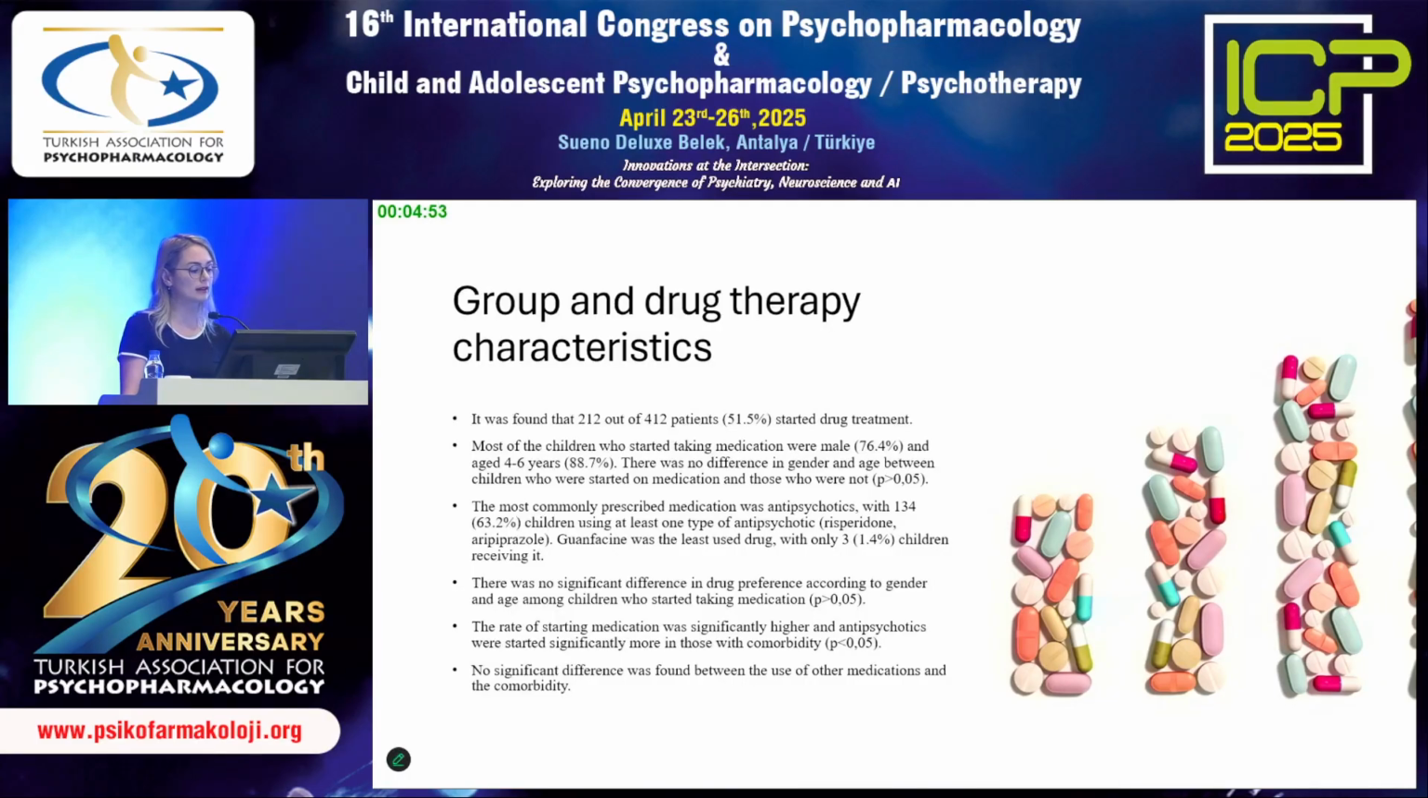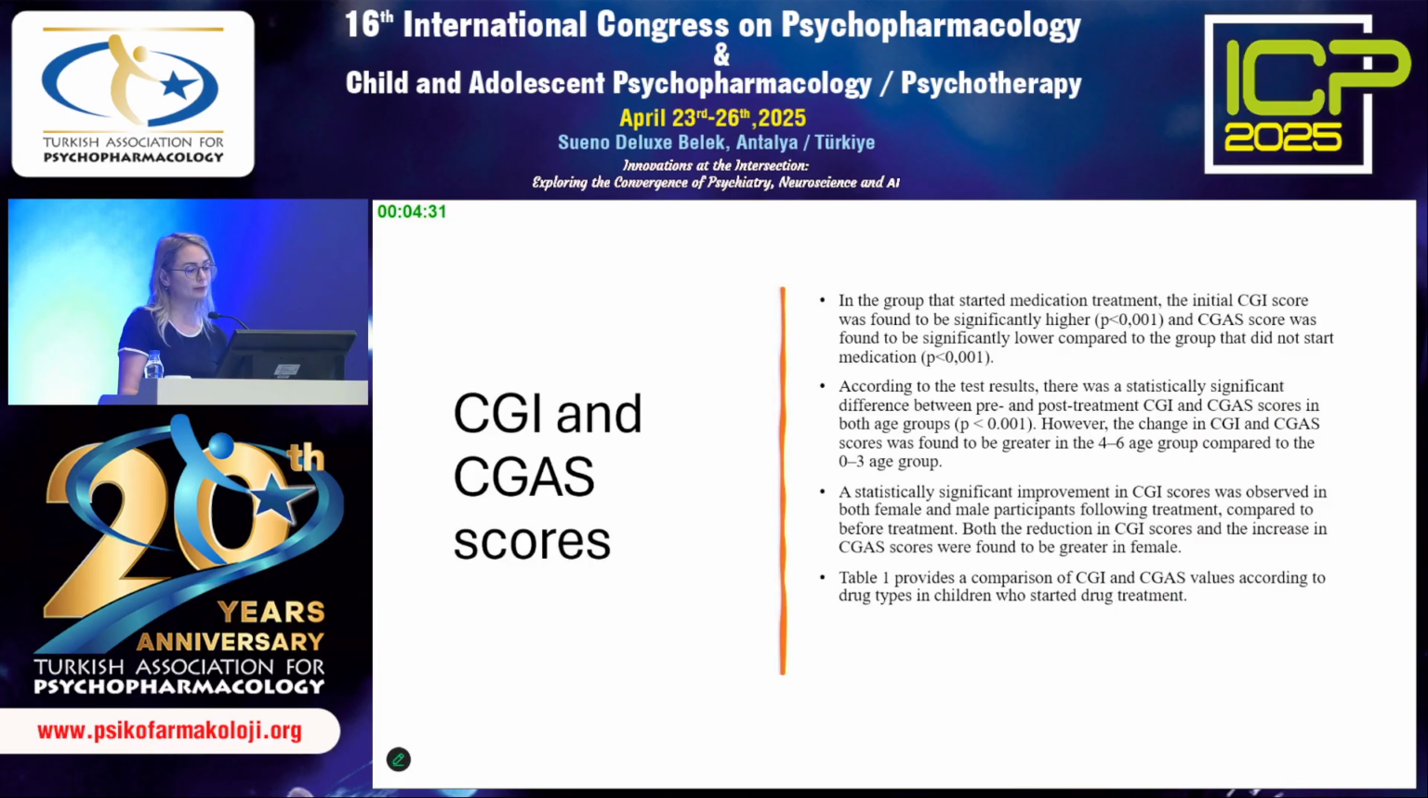The most commonly prescribed medication was antipsychotics, with children using at least one type of antipsychotic. Guanfacine was the least used drug, which only 3 children received. There was no significant difference in drug preference according to gender and age among children who started taking medication. The rate of starting medication was a little bit low.